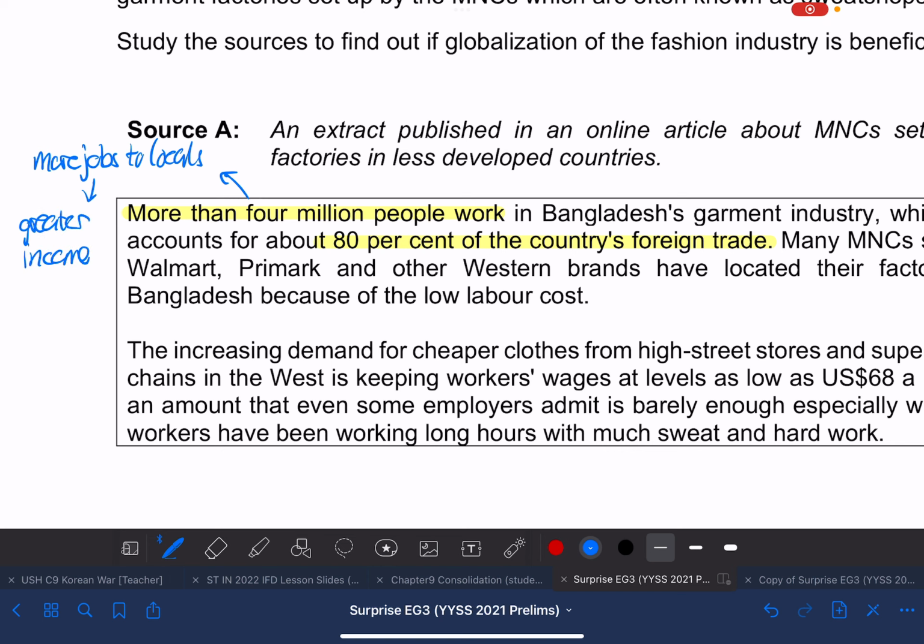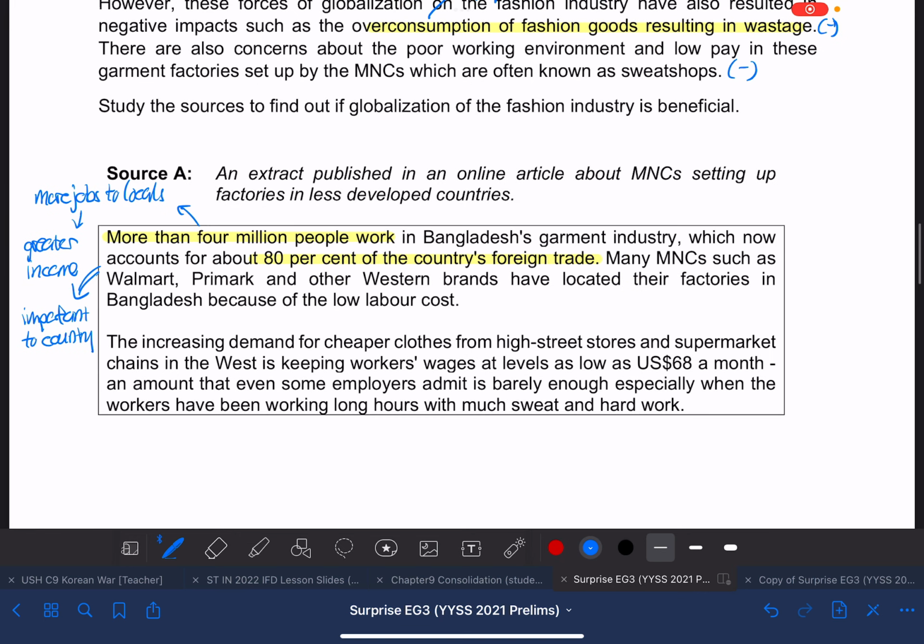And in fact, it's so important to the country. It's important because 80% of the foreign trade is based on these factories. Many MNCs such as Walmart, Primark, and other Western brands have located their factories in Bangladesh because of the low labor costs. So far, if I were to only read this first paragraph, it seems like there are plenty of benefits.